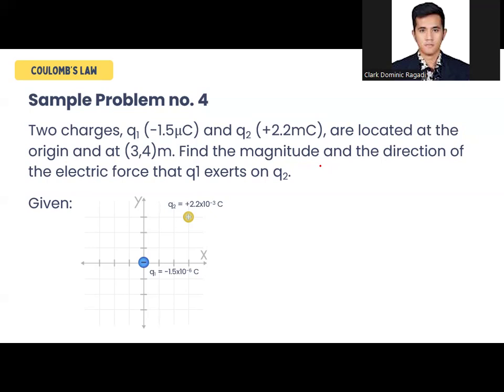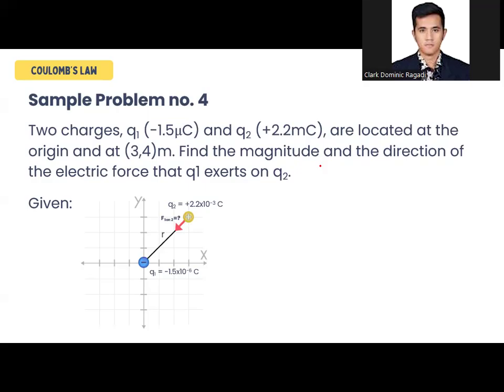And again, we're looking for F2 on 1. Since it's negative and positive, the direction of the force should be towards charge 1. Okay, so F1 on 2, that is our force.